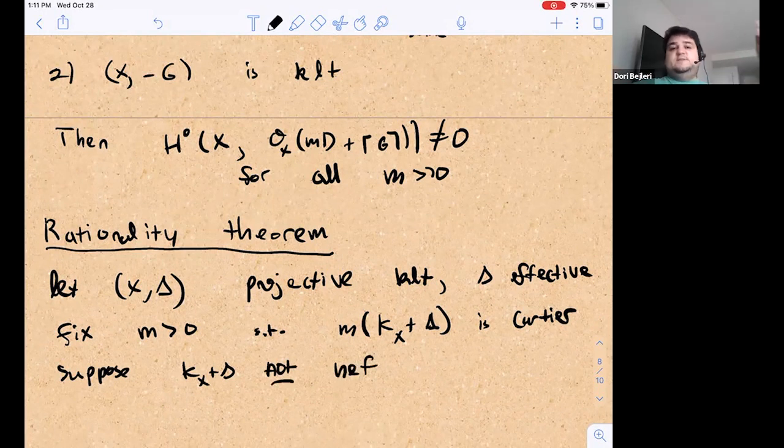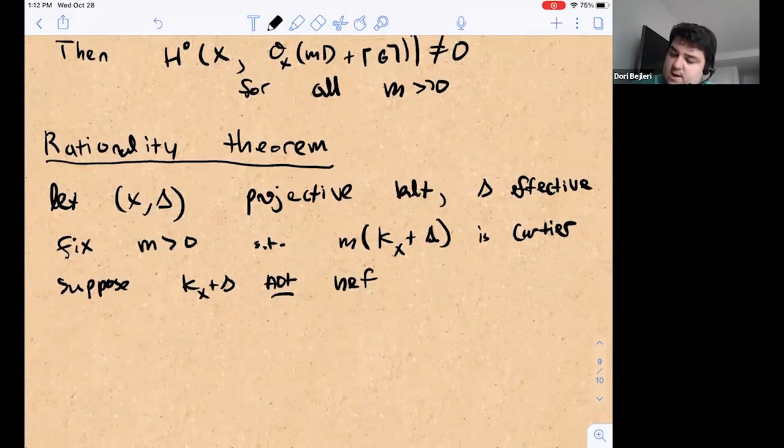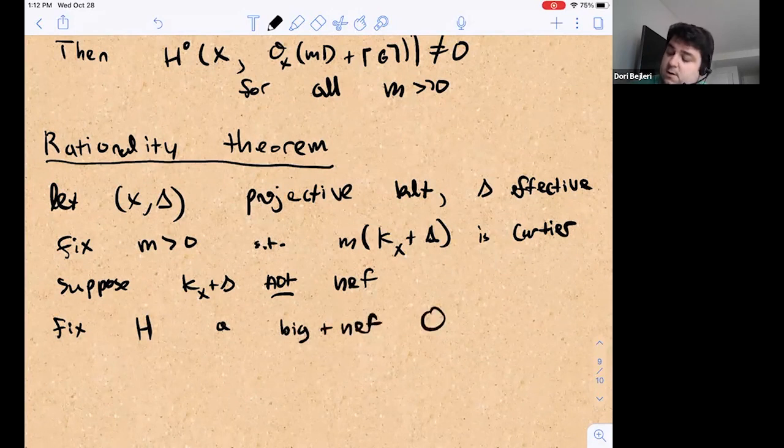Then we can do this thing that we did in the case of surfaces, where there we didn't have a delta, we just had KX, but we said suppose KX is not nef, then take some ample divisor and approach the cone by writing ample plus r times KX. So do that same type of thing. Fix H, but now we actually don't need H to be ample, we can just let H be big and nef. So fix H, big plus nef. So we have some extra flexibility.